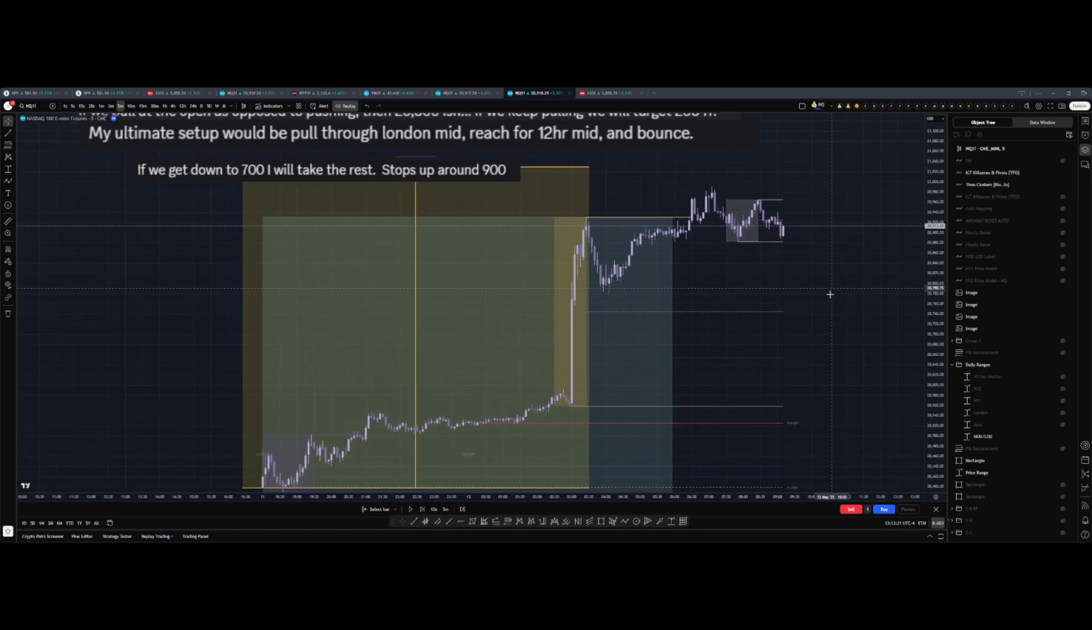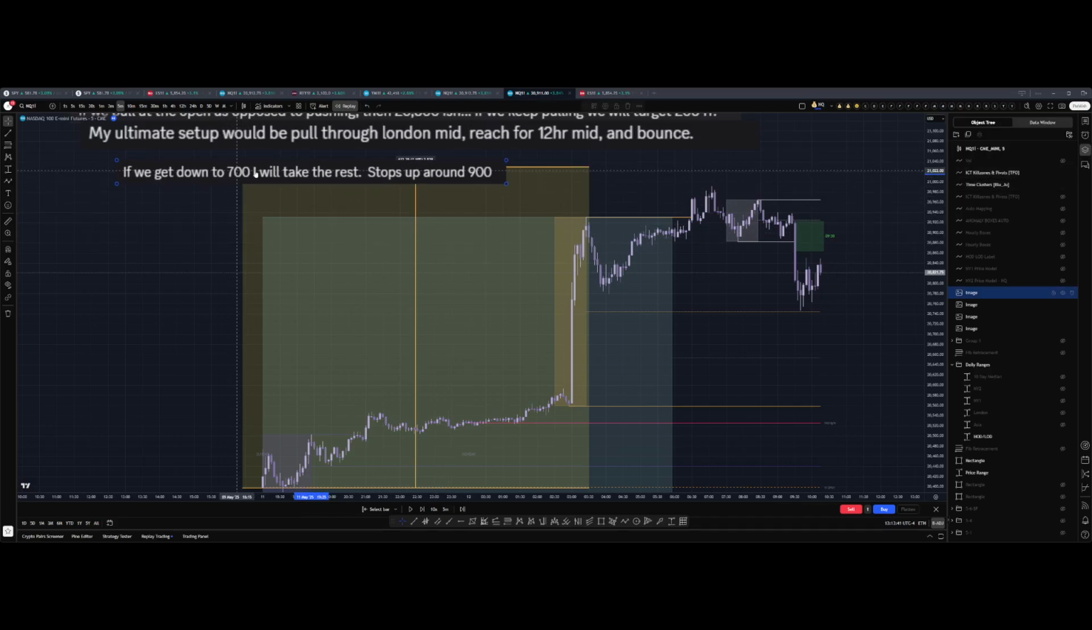All right. So we get to this point where we're in the short around 900. Okay. And then we get to this point right here where we're just kind of sitting in here. So what I ended up doing is down here, I took a little bit more, and then I set my stops around the entry around 900. And then I put this. If we get down to 700, I'm going to take the rest. Stops up around 900. Why 700? Because there was another huge imbalance around 700.